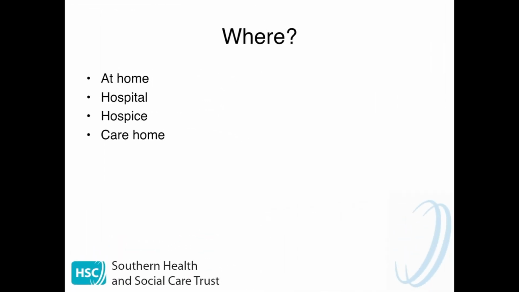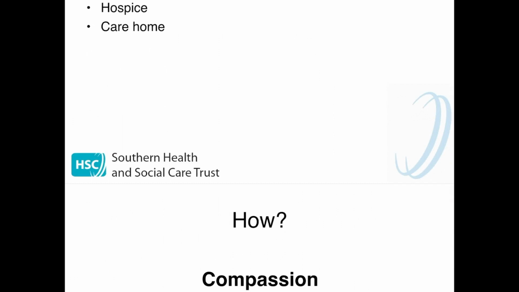Where can we get palliative care? Palliative care can be at home. It can be in hospital. It can be in the hospice. Palliative care can also be in a care home, a residential home or a nursing home.